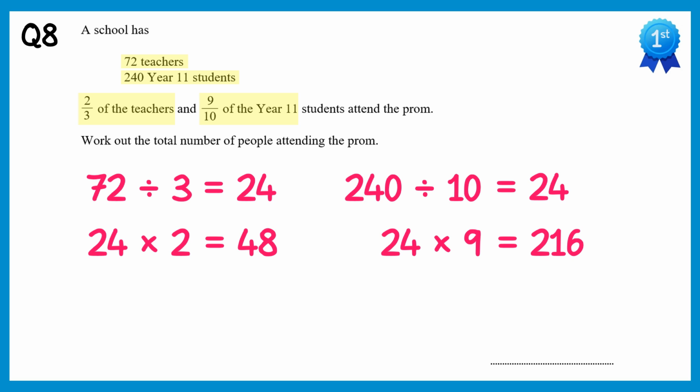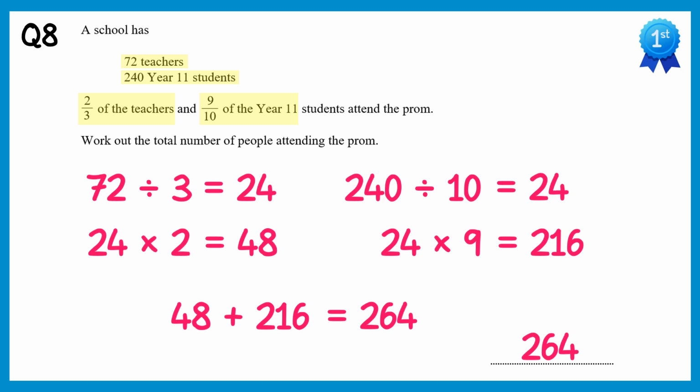So we've got 48 teachers and 216 students, so the total number of people attending the prom will just be the sum of those. So if we add those up, we get the answer, 264.